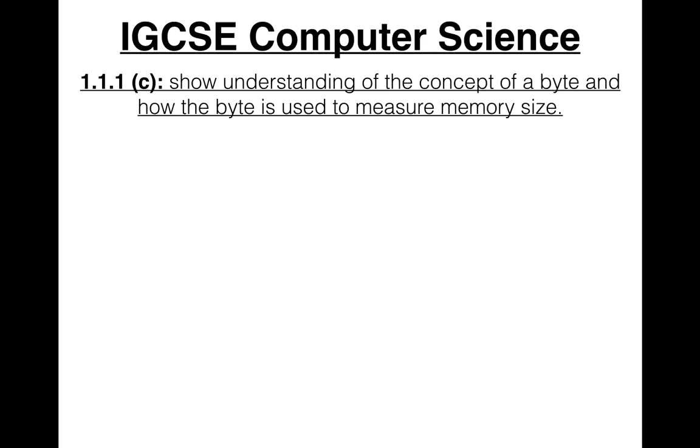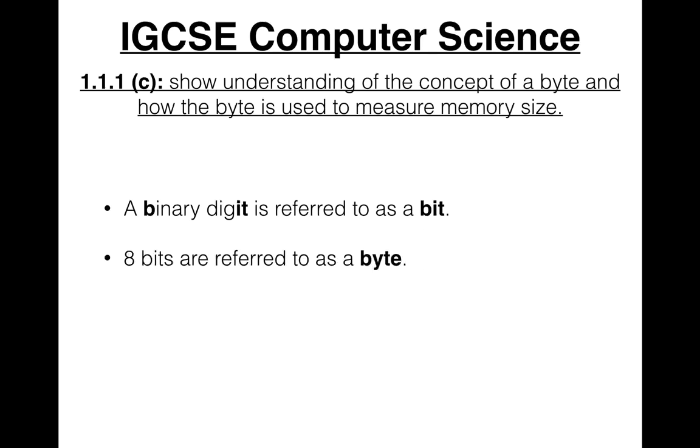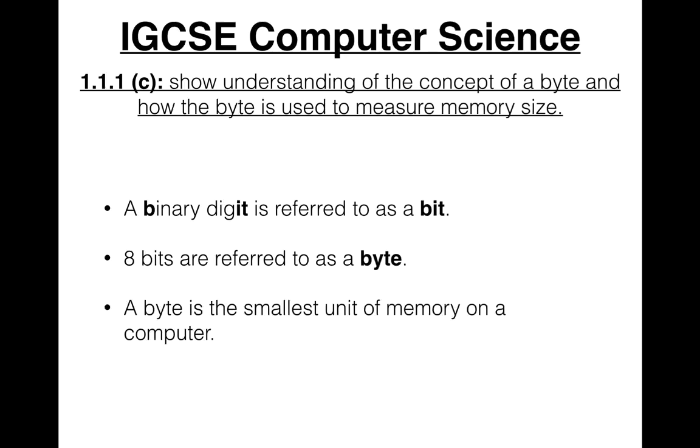IGCSE Computer Science, Syllabus Statement 1.1.1c: show understanding of the concept of a byte and how the byte is used to measure memory size. A binary digit is referred to as a bit. If you remember, binary digits are zeros or ones. If you put these two together, the B from binary and the it from digit, we get bit. 8 bits are referred to as a byte, and a byte is the smallest unit of memory on a computer.